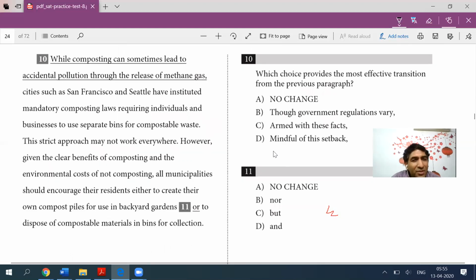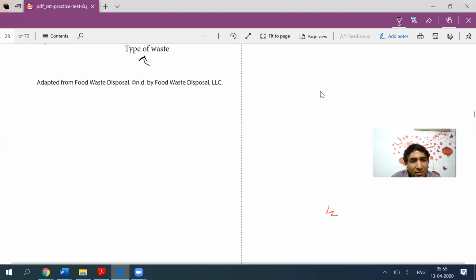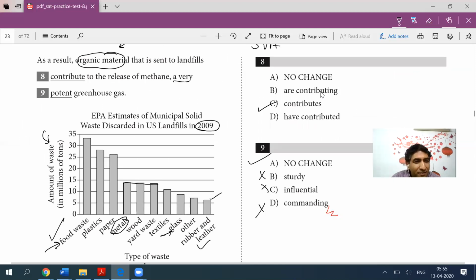Okay. While composting can sometimes lead to this, now let me understand what kind of question this is. Oh, they have some other options. So what am I supposed to do? Which choice provides the most effective transition from the previous paragraph? So what was there in the previous paragraph? Oh, they have some data. So from data, if I have to transition to something, the paragraph ends with this data. So they have some data points there with them.